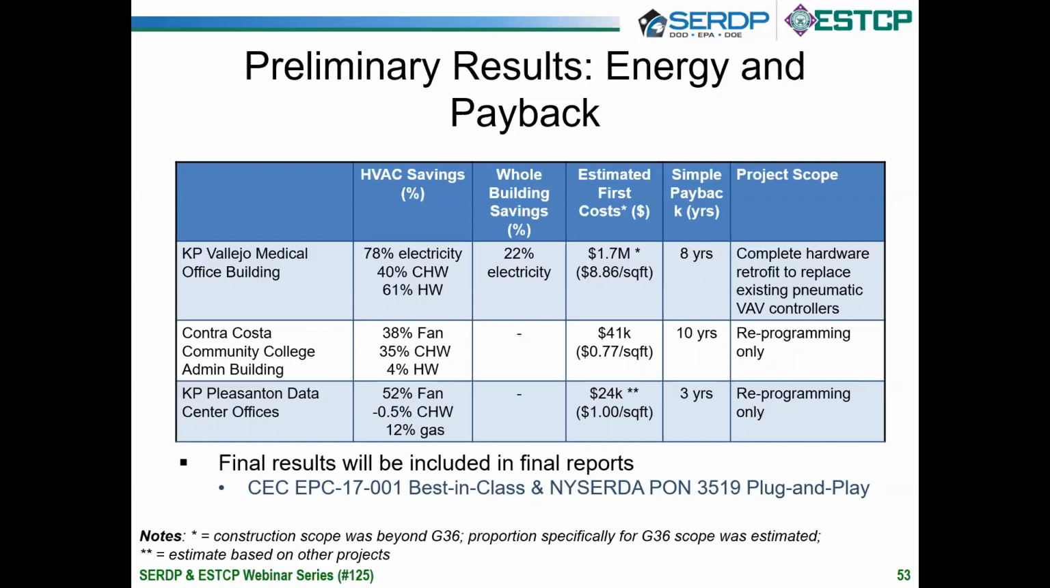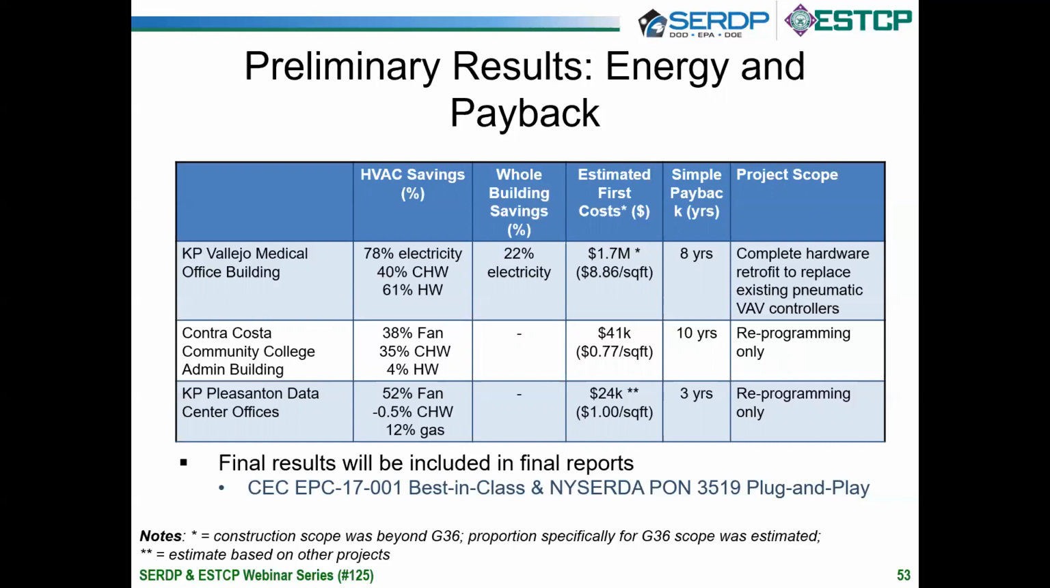So that Vallejo Medical Office building that we've been talking about, the annual HVAC savings for electricity was 78%, 40% for chilled water, and 61% for hot water. The first cost, going over to the third column there, is quite high. This was a $1.7 million project. The reason is they were replacing all the hardware down to the zone level, ripping out the old pneumatic zone controllers and putting in new digital controllers. But that said, the simple payback for this project ended up around 8 years, so similar to that county office building example I showed previously.